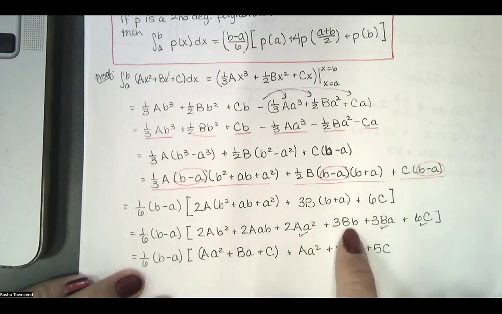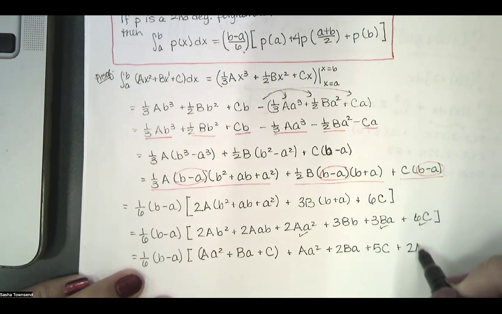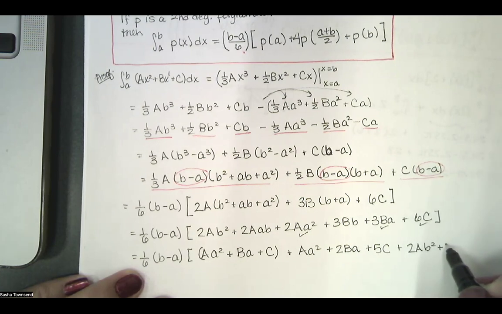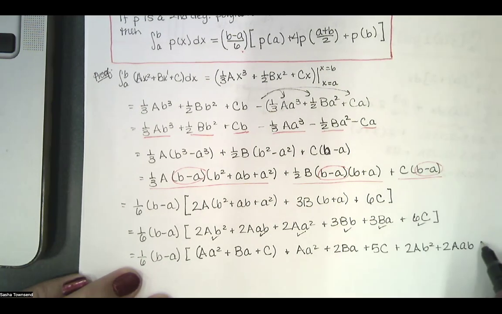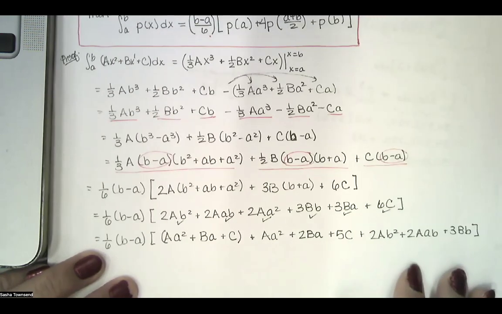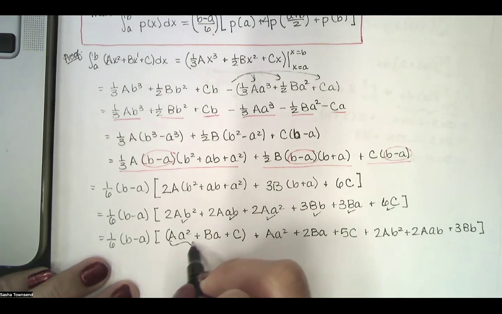And then we've got these other terms as well. So we've got plus 2a b squared plus 2a times little ab plus 3 times capital B times lowercase b. It's just a bunch of algebra, really. But this is my polynomial at a.